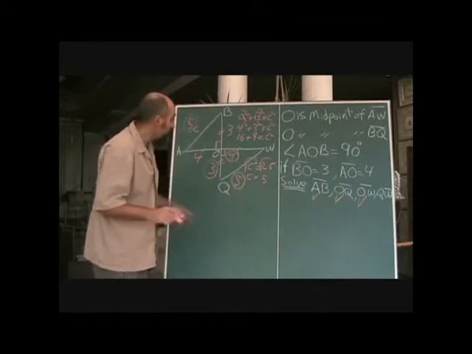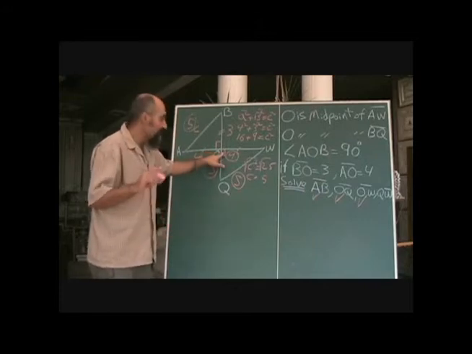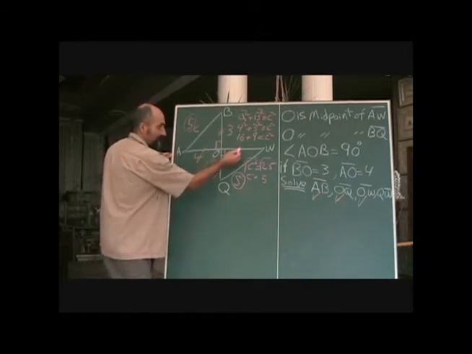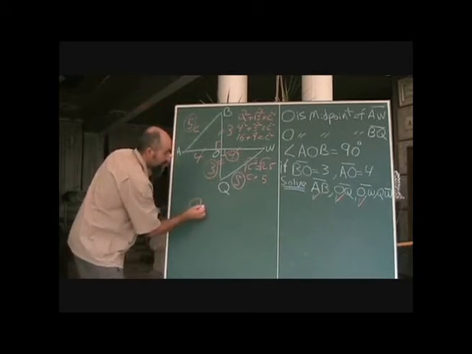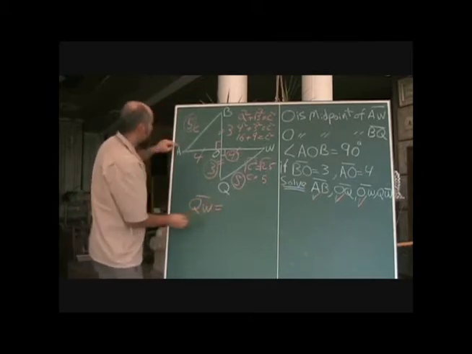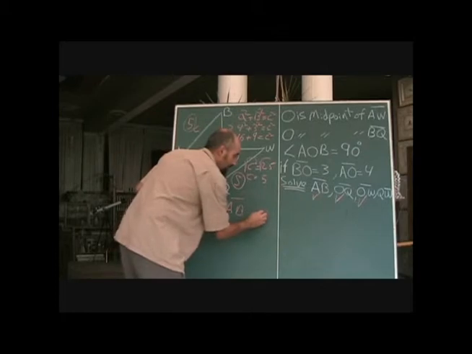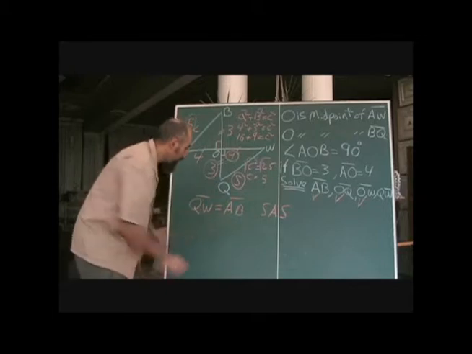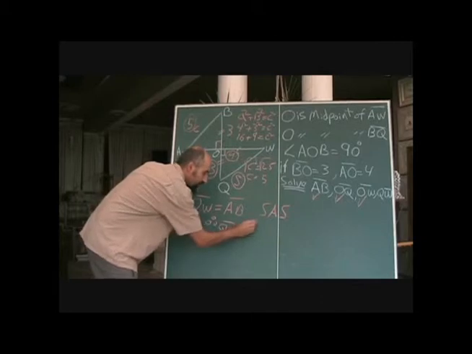The other way we can do this is use the vertically opposite relationship and say, yes, this is 90 degrees as well. Then what we have is congruent triangles, because we have side, angle, side here. And this is side, angle, side. So what you could say is QW is equal to AB because of side, angle, side. And that's a legitimate answer. Therefore, QW is equal to 5.